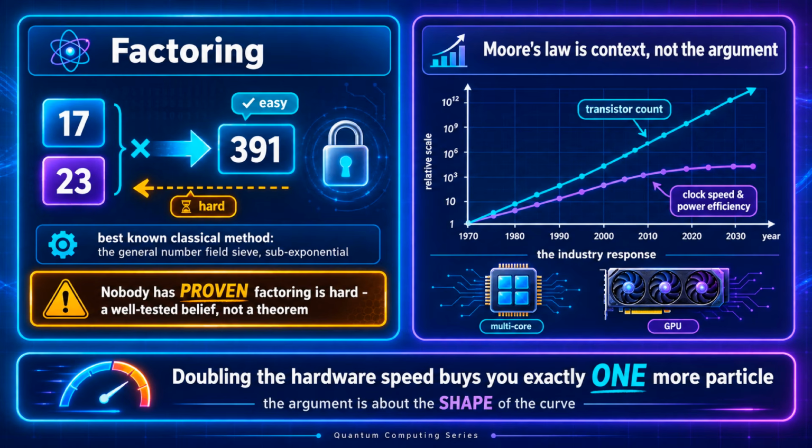You will also hear that quantum computing is needed because Moore's law is ending. That is context, not the argument. Doubling the hardware speed buys you exactly one more particle.